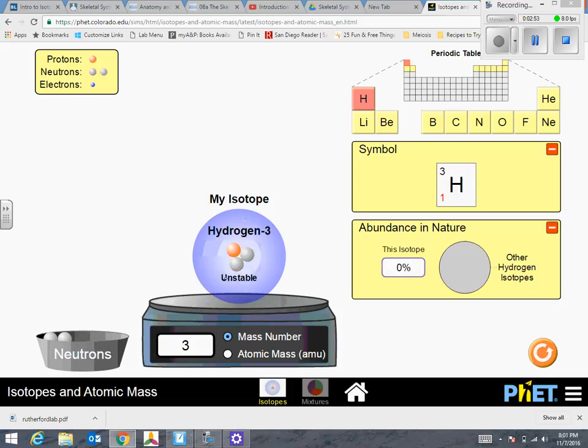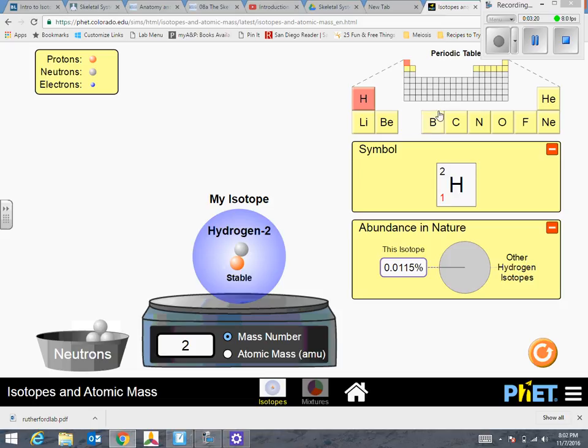Now you'll notice that the nucleus is starting to kind of wiggle around. That's because this is an unstable isotope. It is not going to last very long. It will decay to become stable. And the same thing is going to happen if I add more and more neutrons. I have this unstable atom, and that's 0% in nature. It will not stay put. It'll break apart and decay. So I've got 2 of these stable hydrogen isotopes.